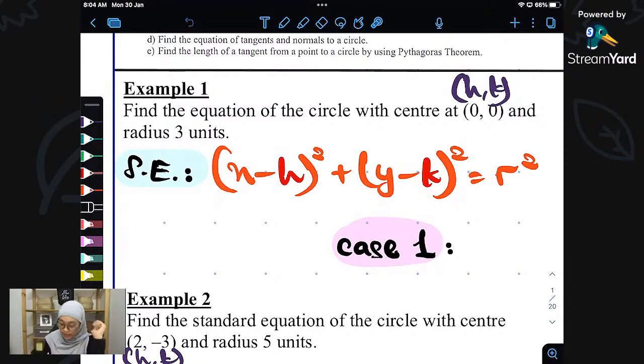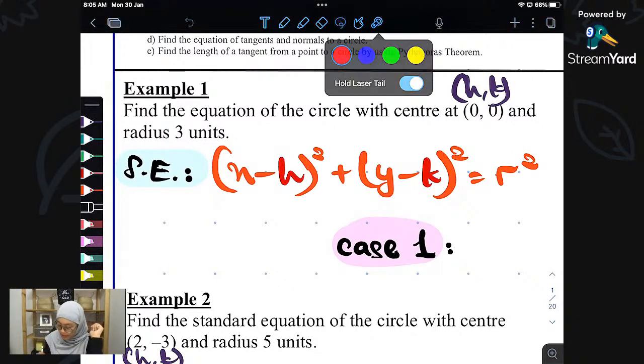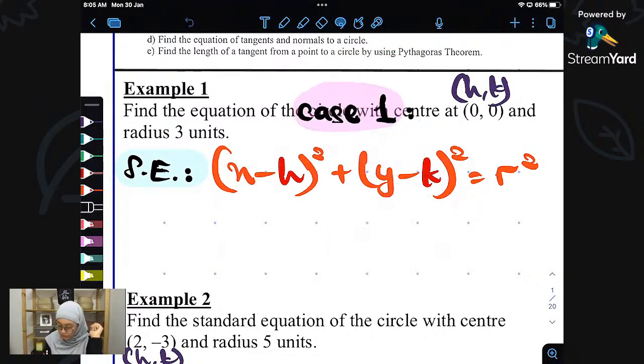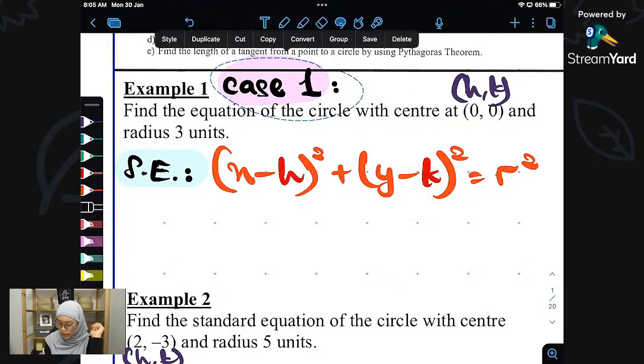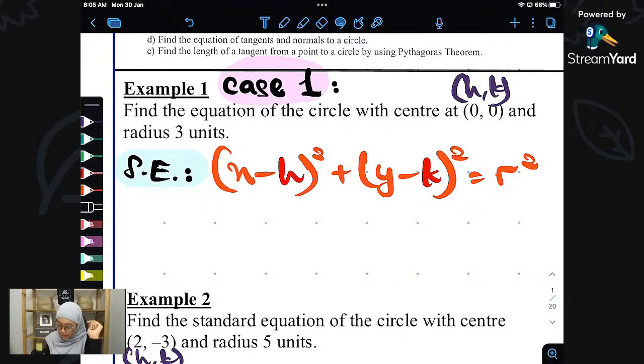If you can see here, I put here case number 1. So what is this case number 1? How do I know this is case 1, case 2, case 3? Basically, we have a few cases. I'll tell you later about these cases. But I want to teach first how to find the equation of the circle.